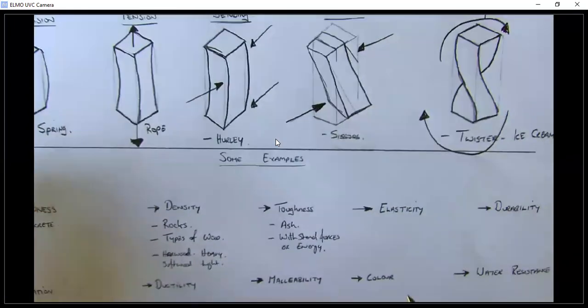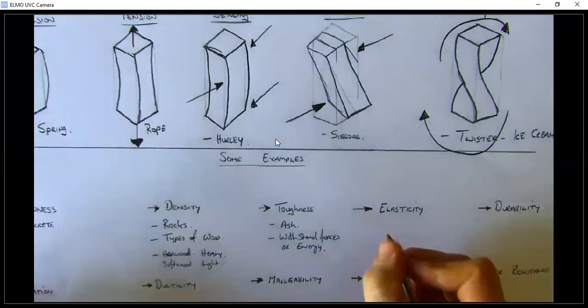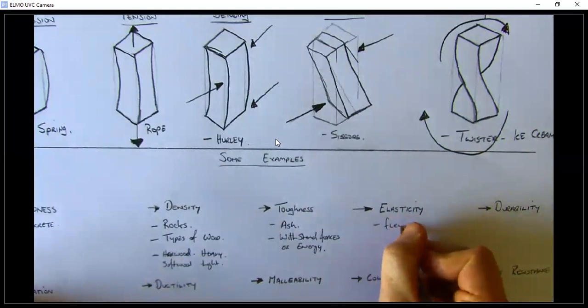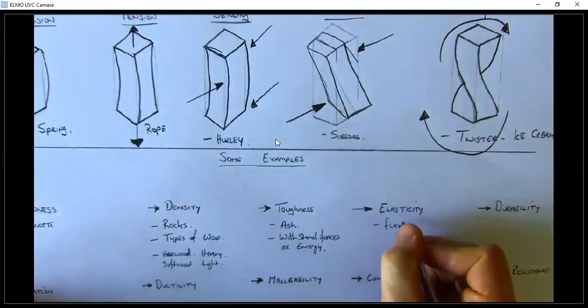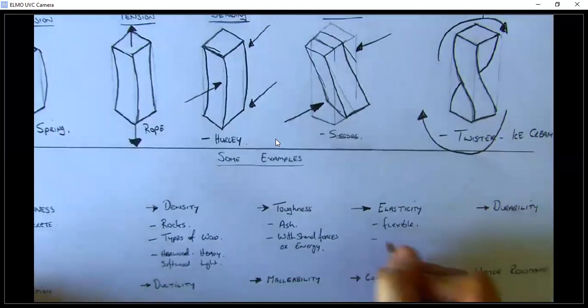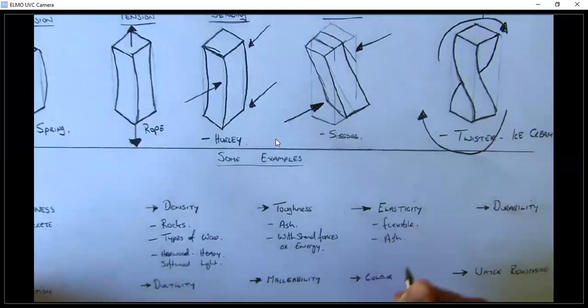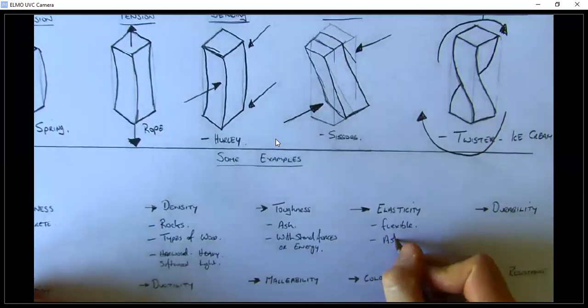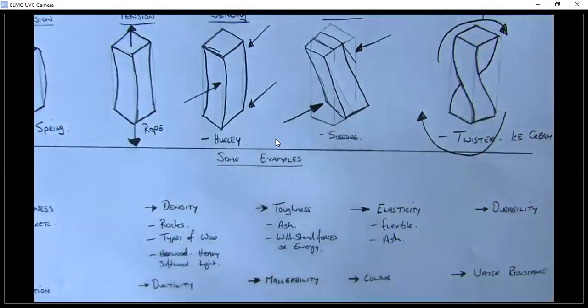Okay, the next one is elasticity. Elasticity is basically flexibility. So how flexible is that material? Again, the easiest one here, lads, is ash. When we speak about wood, ash is a really flexible material, and again, that's why it's used in hurleys. Durability is the next one.